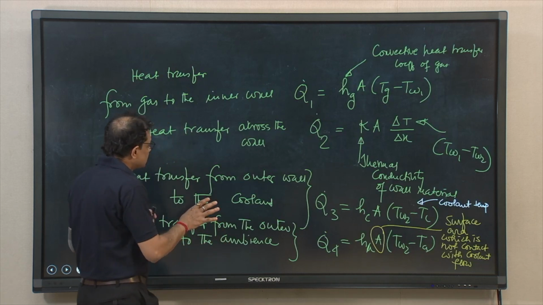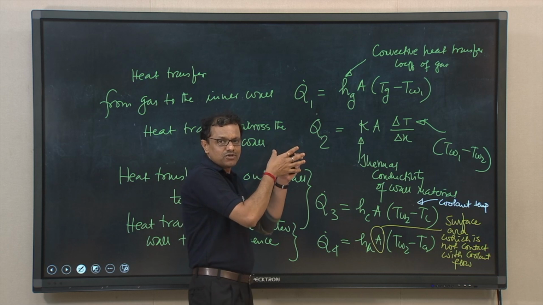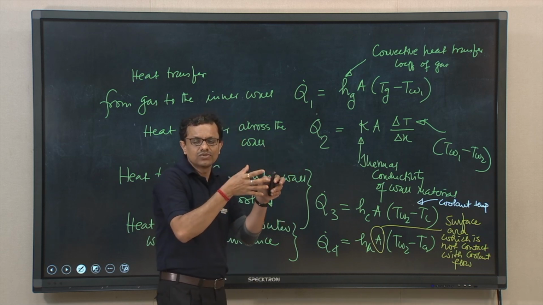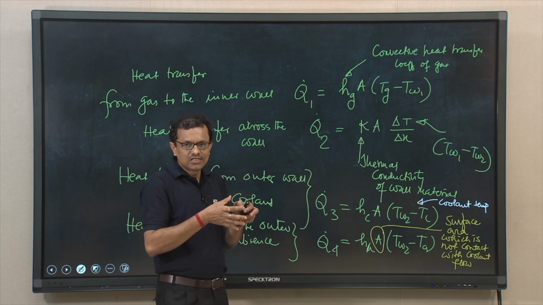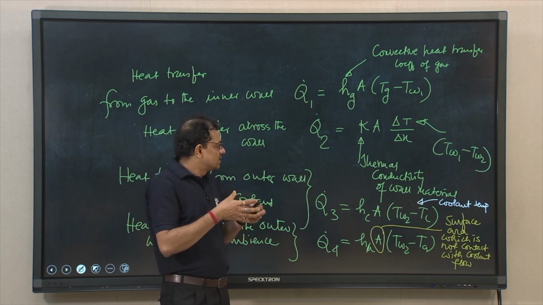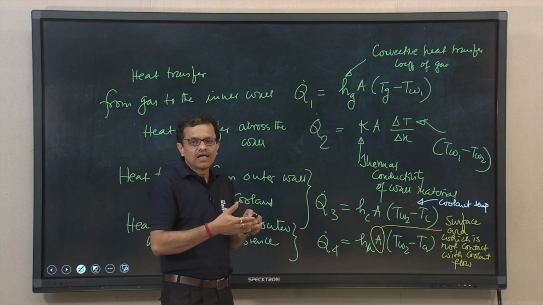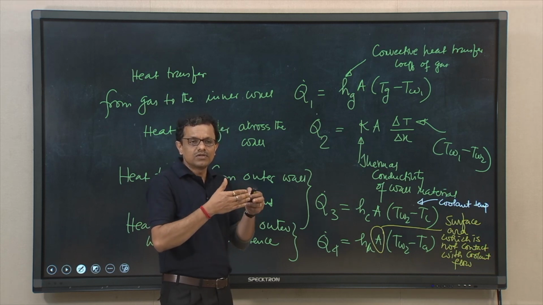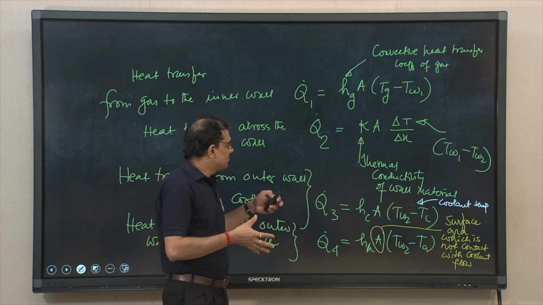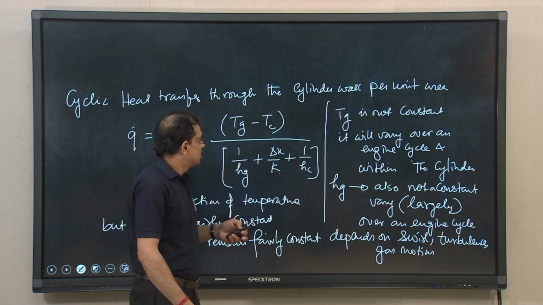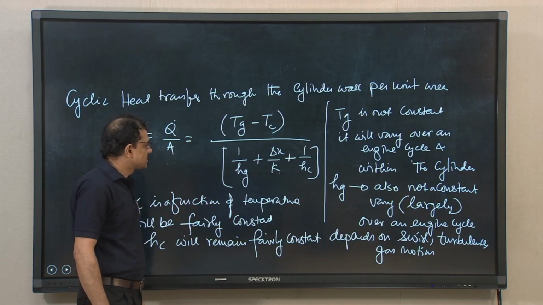Then we have estimated all components: convective transport of heat from gas to the inner wall, conductive transport of heat across the width of the wall, convective transport of heat from outer wall to the coolant, and convective transport of heat from outer wall to the ambience directly. And then we tried to sum up all this, and we got the expression which is cyclic heat transfer.